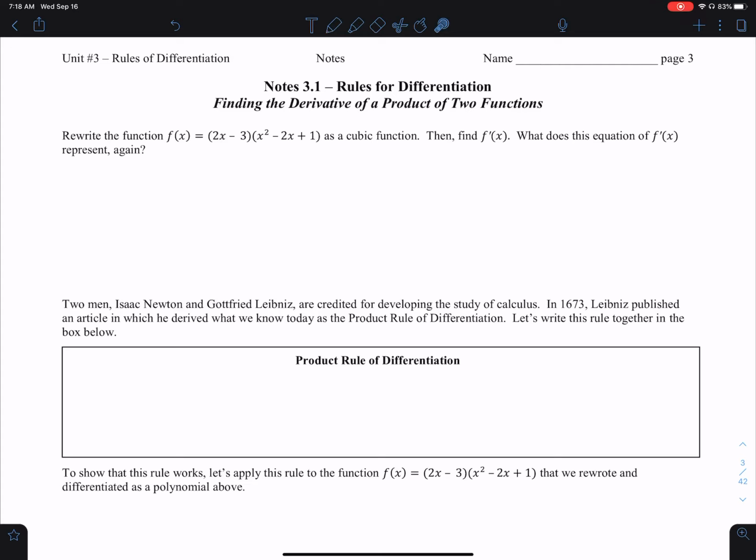Before we get into that, let's remind ourselves how we would find the derivative of a product if we didn't know the product rule, what we've been doing so far. So we're going to rewrite this function without the parentheses using the distributive property. And the directions say find the derivative and then explain what this derivative means.